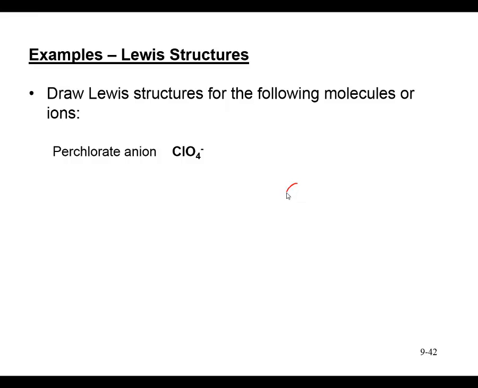I'm going to put chlorine in the center, and then we have 4 oxygens. So let's put them symmetrically on the outside of our structure. 1, 2, 3, 4. And if we predict that we have at least a single bond between the chlorine and each of the oxygens, we might have this as a skeletal structure. Let's go ahead and count how many valence electrons I have, though. So I have 1 chlorine, right?